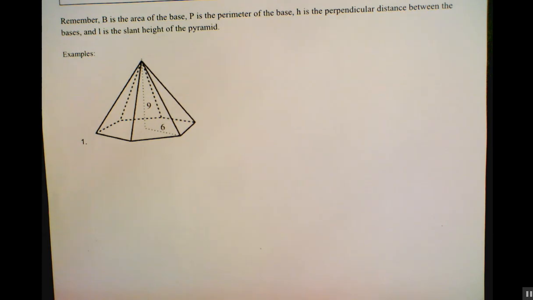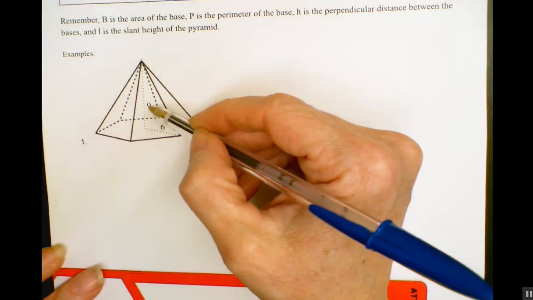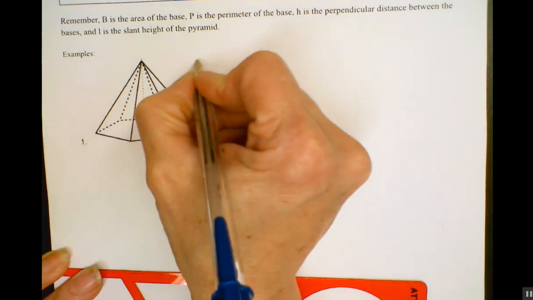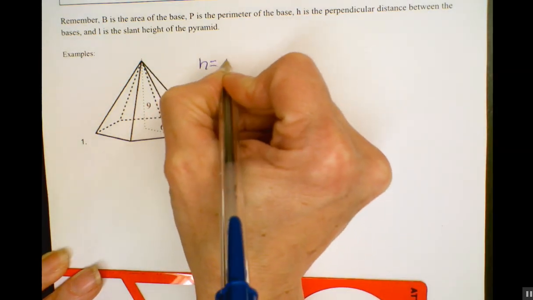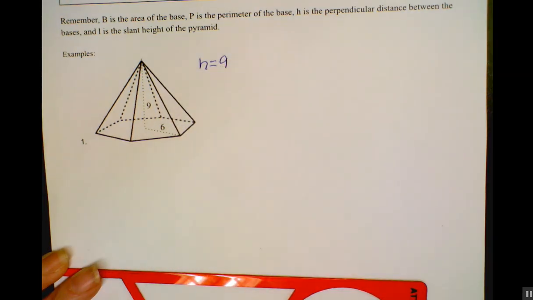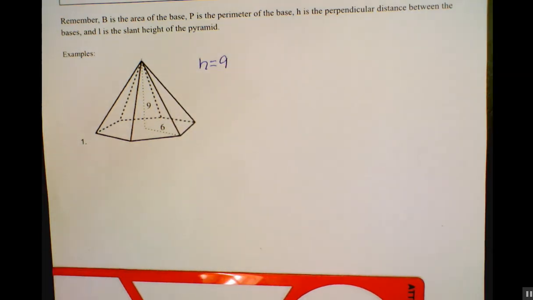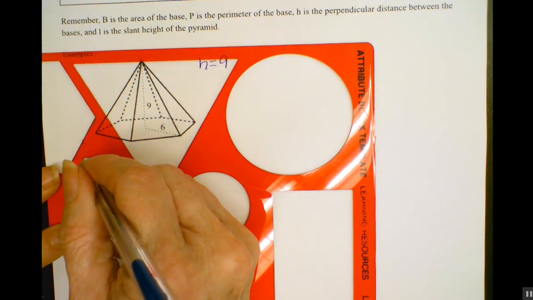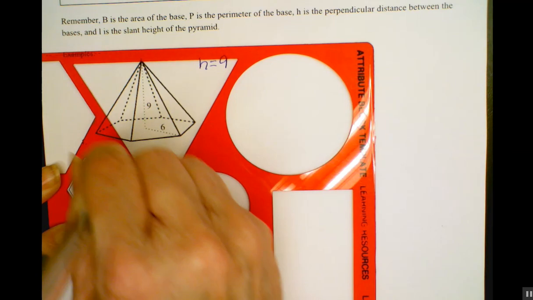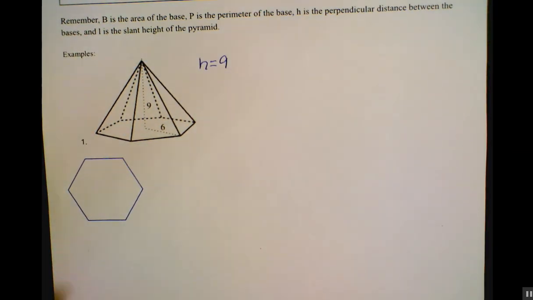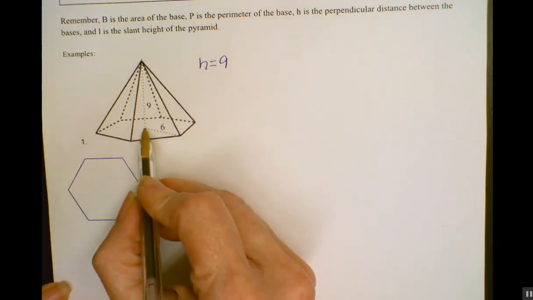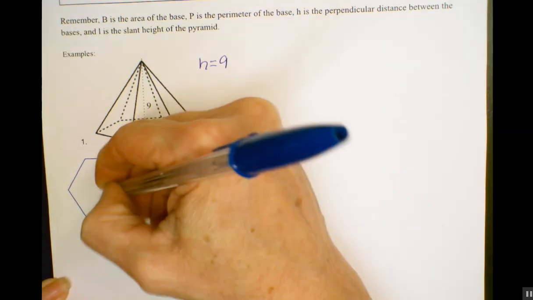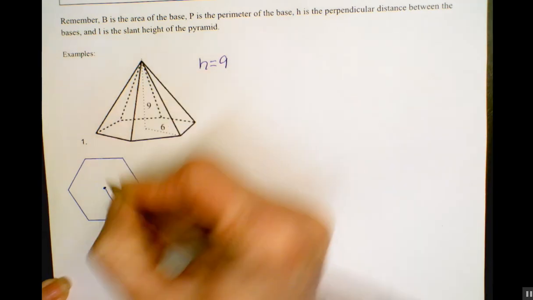So we're going to start in this case by identifying first of all that 9 represents the length of the height. So that's going to be our h value. So h equals 9. That much we know already. Now let's deal with that hexagonal base. I'm going to use my little template here, draw myself a hexagon so that we can start marking it up. All right, we have a radius, as we said, that extends from the center of the base to a vertex. Go ahead and draw one of those in.